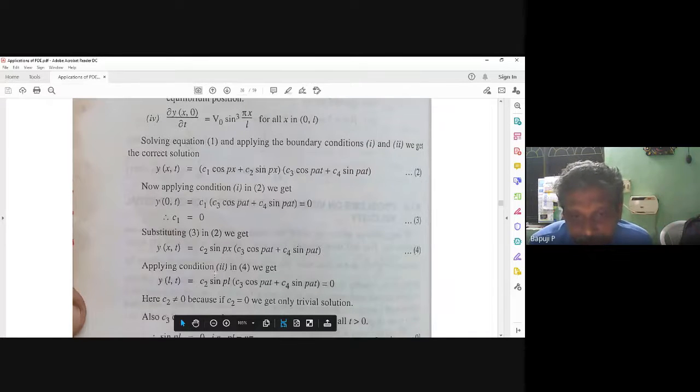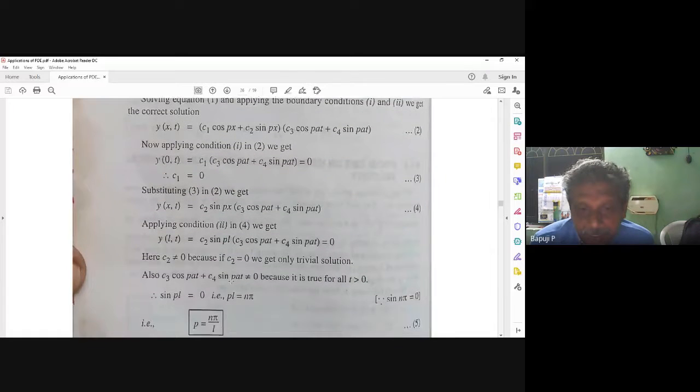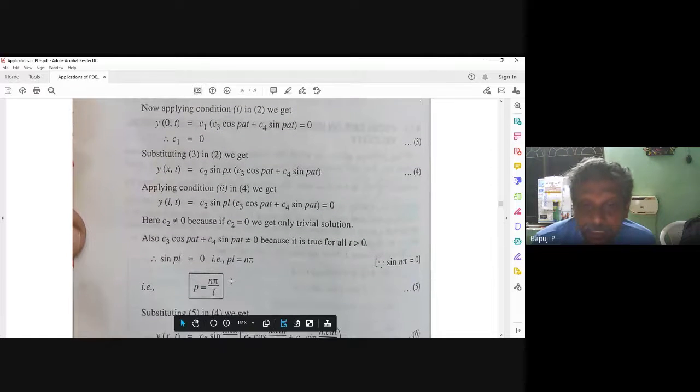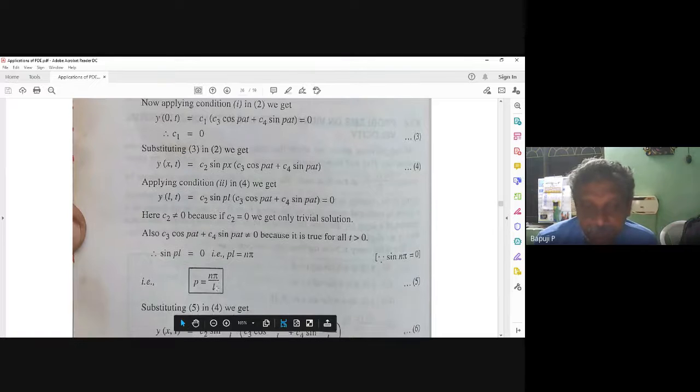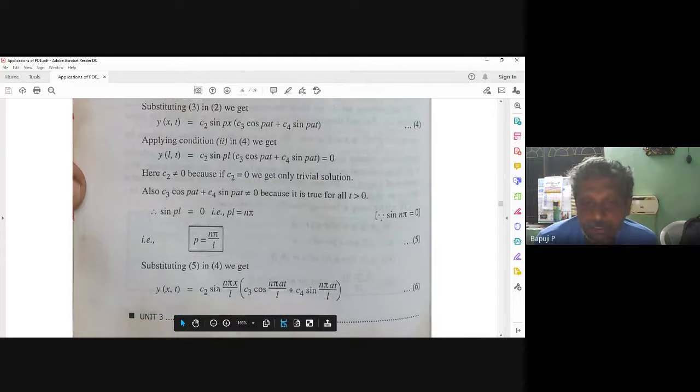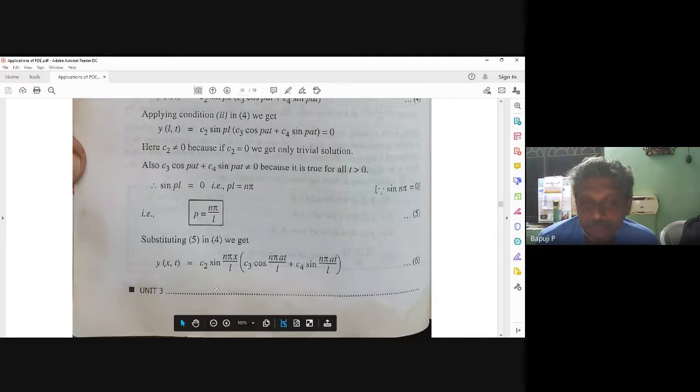So the only chance is what? Sin PL is 0. Sin PL is 0 means what? PL is equal to n pi. So P is equal to n pi a by L. That is what tells us if this is not equal to 0, like this, so n pi by L. And for this you will get to this stage, this is the stage where I will reach.